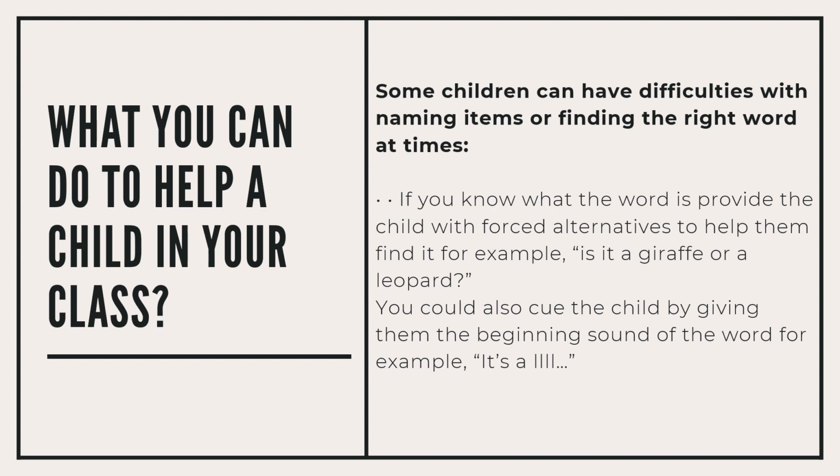There are some children that can have difficulties with naming items or finding the right word at times. If you notice this, help the child find the word by providing forced alternatives, for example, is it a giraffe or a leopard? You could also cue the child by giving them the beginning sound of the word. For example, it's a leopard, something like that.